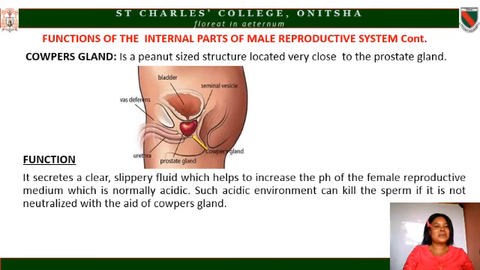Now, the last one is Cooper's gland. Take a look at the structure again. You see another arrow. It is pointing at the Cooper's gland. It's a peanut-sized structure located very close to the prostate gland. The function of it is that it secretes a clear, slippery fluid which helps to increase the pH of the female reproductive medium, which is normally acidic. And such acidic environment can kill the sperm if it is not neutralized with the aid of Cooper's gland.